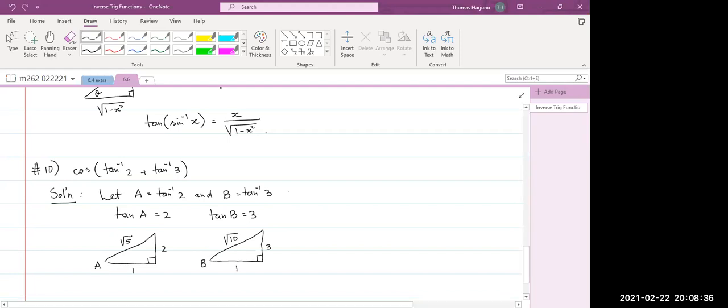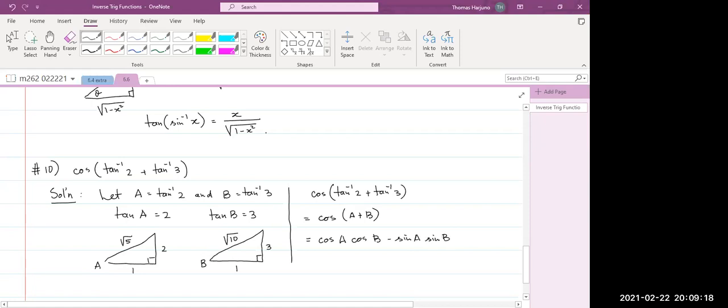Now the thing is, if we go back, that cosine of tangent inverse 2 plus tangent inverse 3 is equal to cosine of A plus B, right? Now then, at this point, I hope you can remember the formula for sum and difference of trig functions. So cosine of sum is cosine A times cosine B minus sine A times sine B.